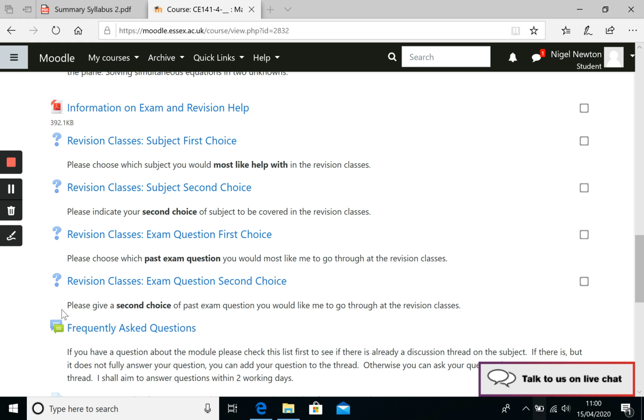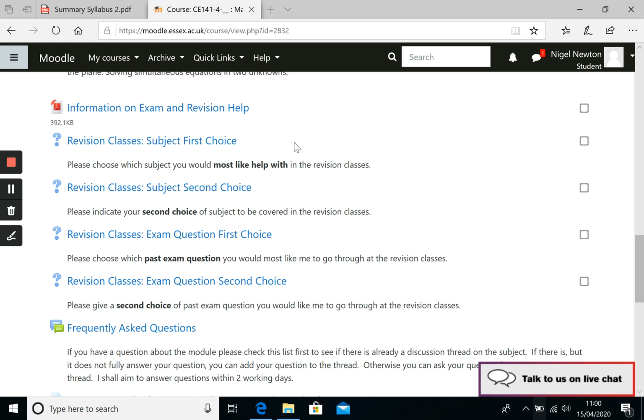The first thing to look at is if you go to the Module Resources section on the course Moodle page, you'll find these items here. First of all, there's a PDF at the top, which will give you some information on the format of the examination and some tips for revision. We've got two revision classes in this subject.